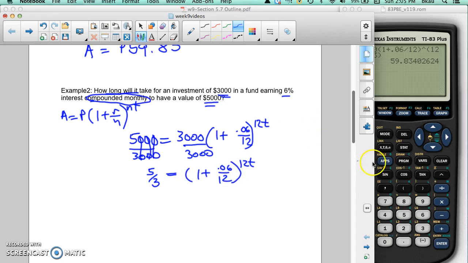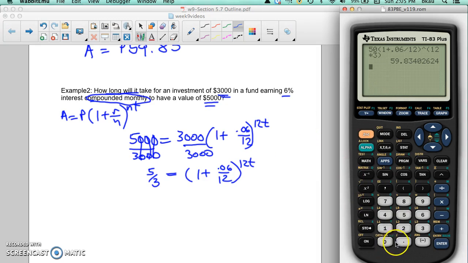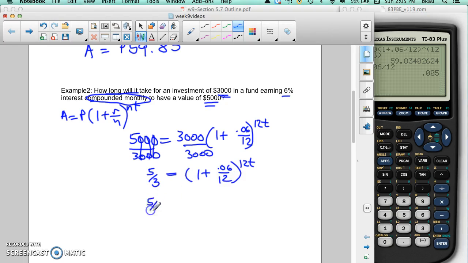Now, 0.06 divided by 12 is a nice decimal. We're going to just plug that in next. 0.06 divided by 12. I think I know what that is. It's 0.005. So we can rewrite this as 5/3 equals 1.005 to the 12t, because our decimal here was 0.005, and we're adding that to 1.